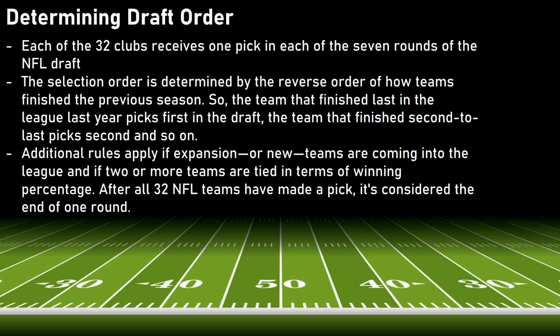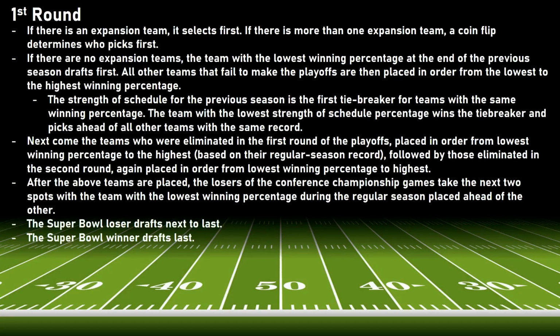But each team receives one pick in each of the 7 rounds of the draft. The selection order is determined by the reverse order of how teams finished. Additional rules apply if an expansion or new team is coming into the league. And if 2 or more teams are tied in terms of winning percentage, after all 32 teams have made a pick, it's considered the end of one round. So for the basis round, for the first round, if there is an expansion team, they go first. If there's more than one expansion team, they flip a coin to determine which team gets to go first.